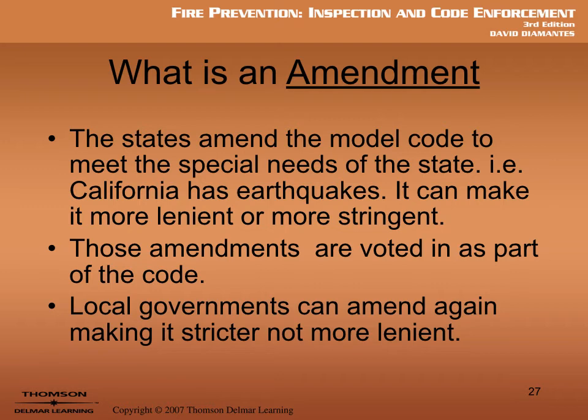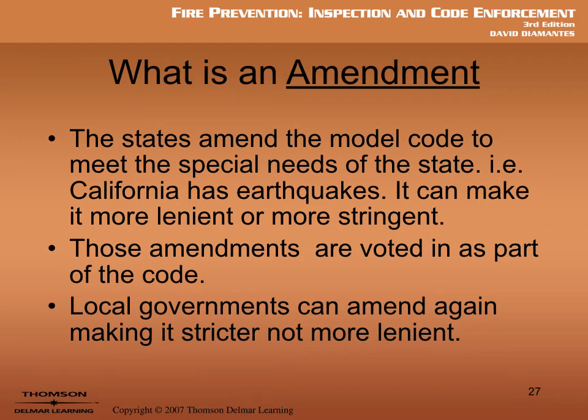So at this point, though, here's what's interesting. This is not coming from the federal government. It's coming from a model code organization. So we can make it more lenient or more stringent. This is the exception, because it's not coming from the higher authority. It's coming from the model code agency. So we can make it less strict as well as more strict.